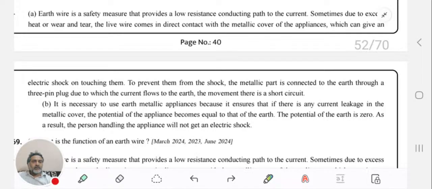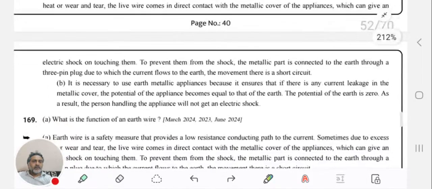The moment there is a short circuit, it is necessary to use an earthed metallic appliance because it ensures that if there is any current leakage in the metallic cover, the potential of the appliance becomes equal to that of the earth. The potential of the earth is zero. As a result, the person handling the appliance will not get an electric shock.